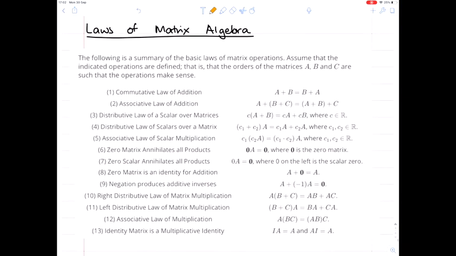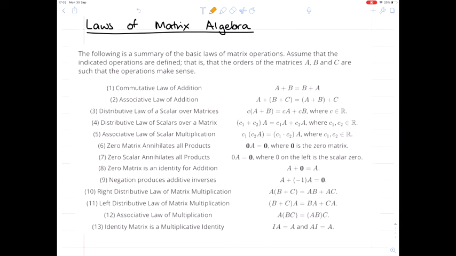You don't have to learn this list of rules, it's just worthwhile thinking about them and about which are the same as the rules for ordinary scalar algebra and which are slightly different. We've got the commutative law of addition, which says it doesn't matter which order you add your matrices in, exactly the same as when you're adding normal numbers. Similarly, if you add 3 matrices together, it doesn't matter how you group them. So these are all the same.